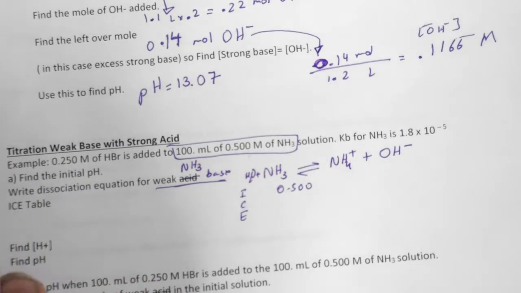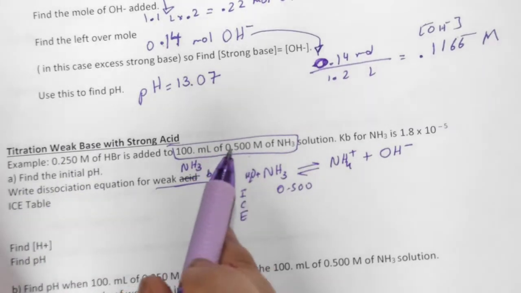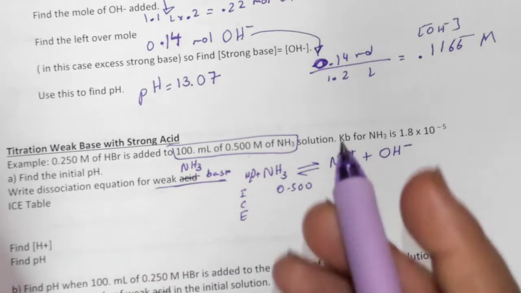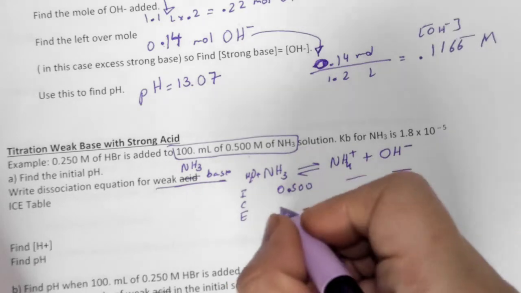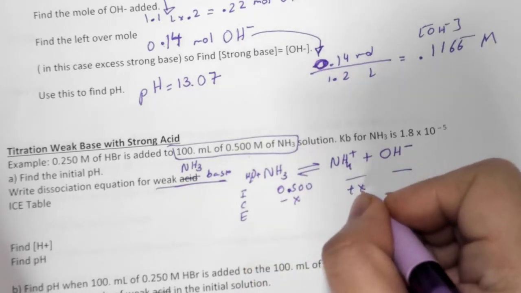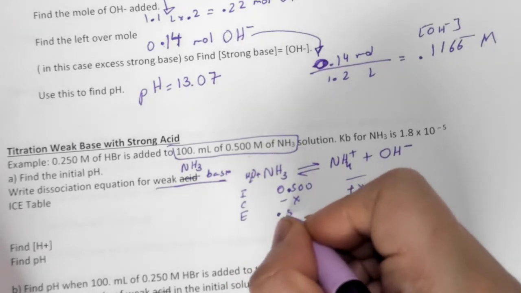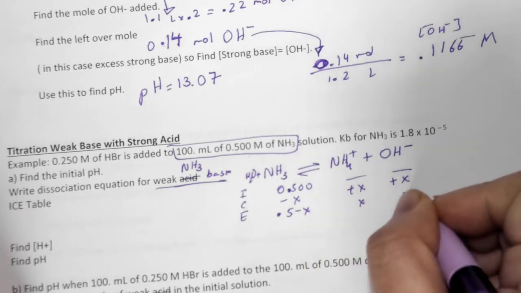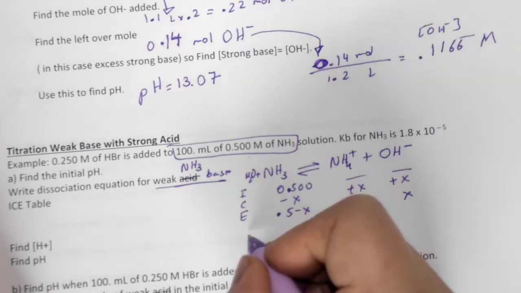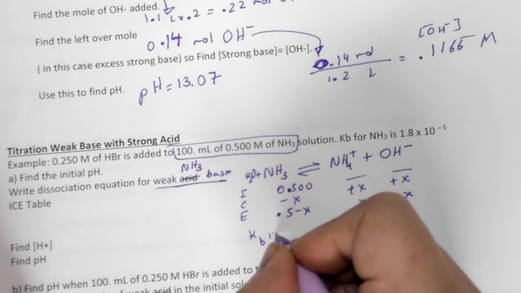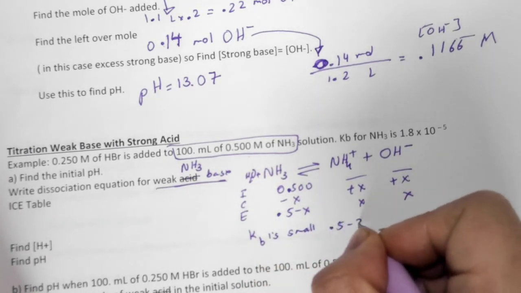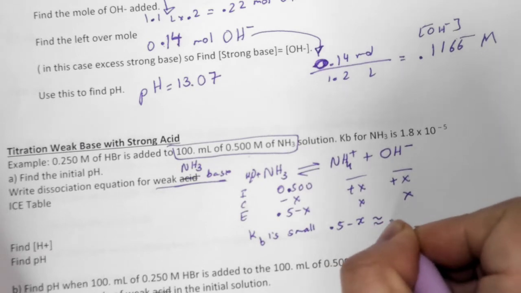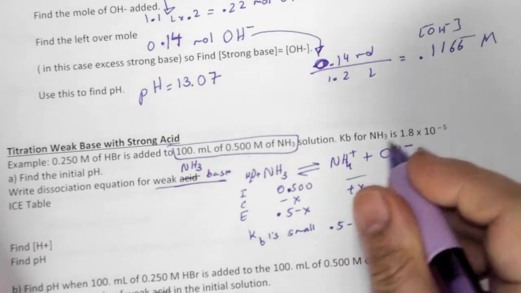Your beaker or your flask only has this. You haven't dropped anything from the burette yet, okay? Notice we're using molarity. Nothing, nothing. Minus X, plus X, plus X. 0.5 minus X, X, X. Again, Kb is small, so that means 0.5 minus X is approximately just 0.5. Okay, we're going to use Kb.